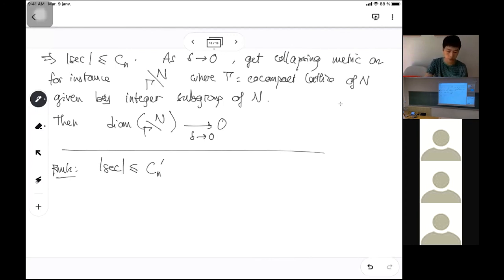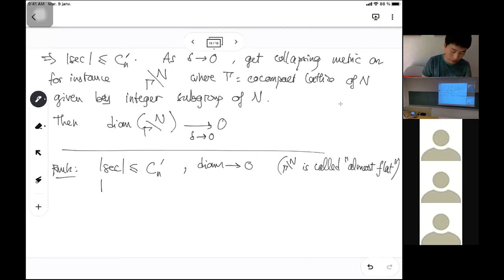So the sectional curvature is bounded by a dimensional constant, and the diameter is going to 0. Such a manifold is called almost flat by Gromov. Almost flat, but it cannot be flat due to Bieberbach.